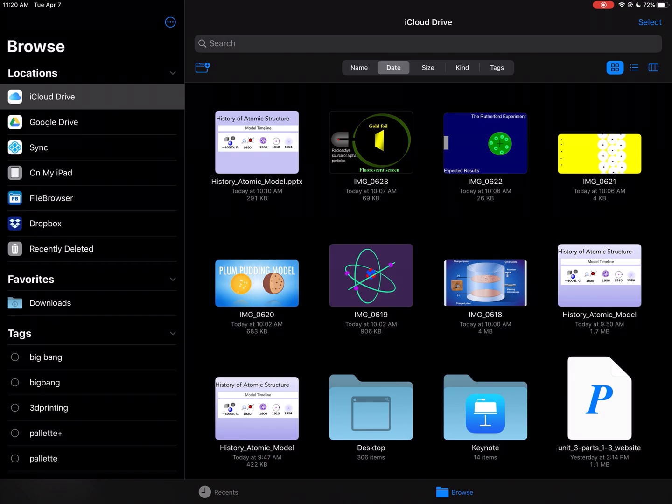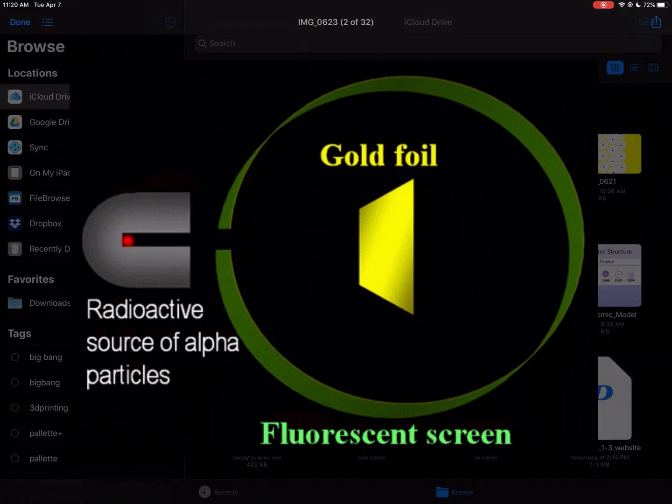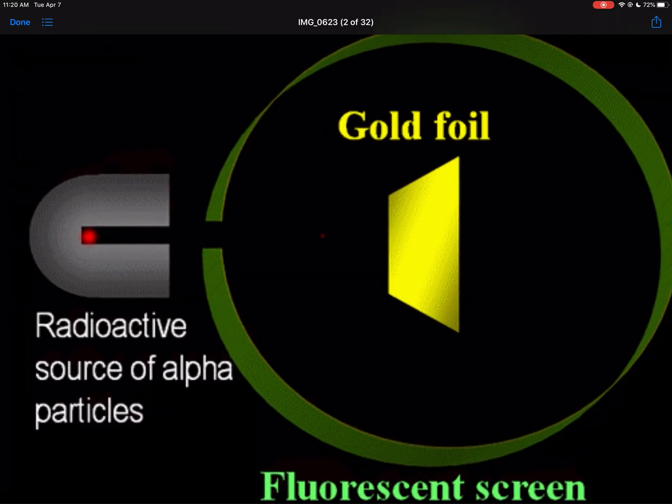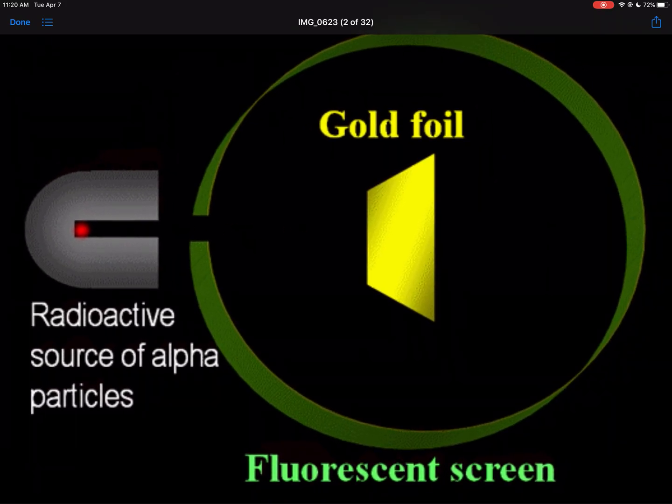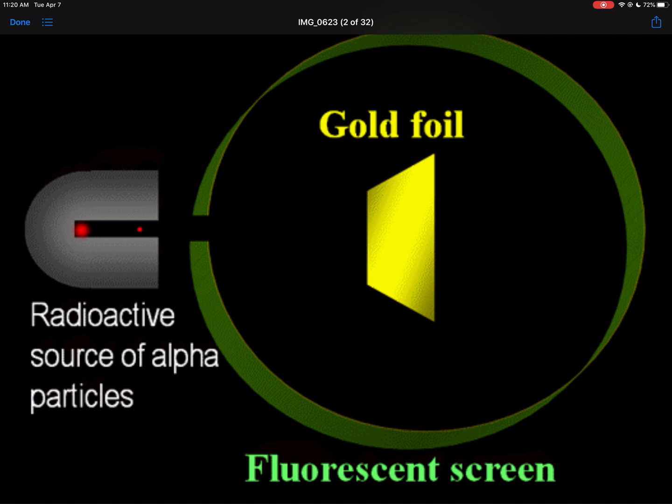Not the plum pudding model, but let's look at the gold foil. All right, so what were they doing? In this case, you could see those little red dots coming out of the emitter, and if you look at the green strip around the outside, you'll see that if atoms are mostly empty space, it should go straight through. And I could see little golden shine marks on the direct opposite of the emitter. You could see straight across. Some are going straight through.